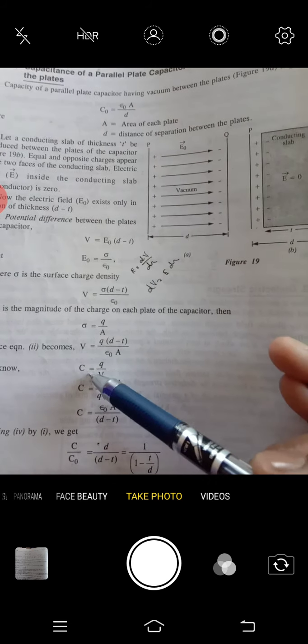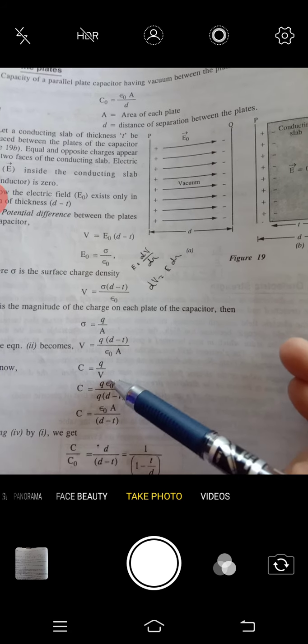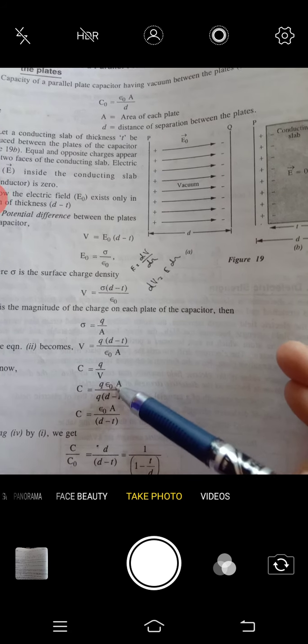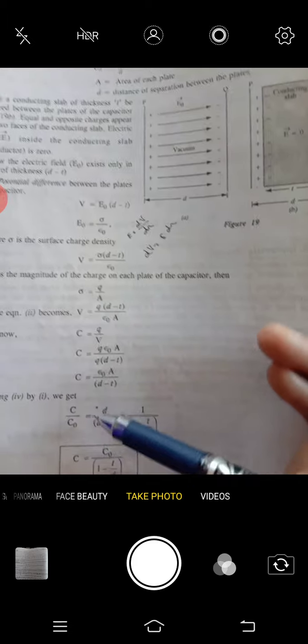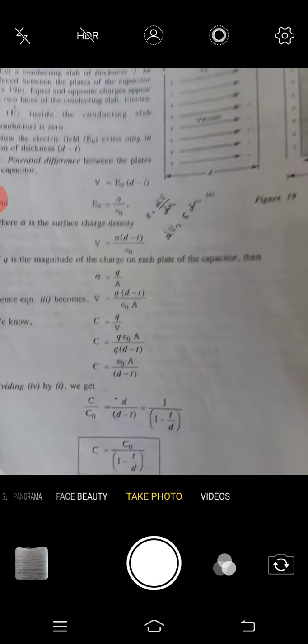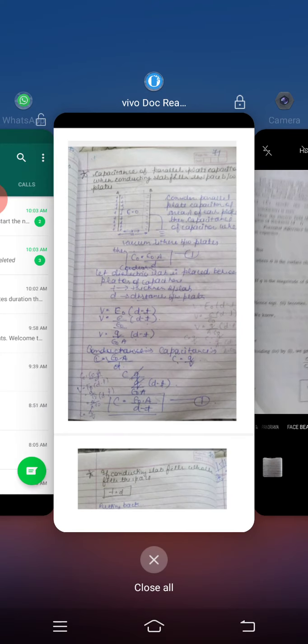Okay, then C will be Q upon V. So put the value of V from above. Okay, and then you can solve it when T is equal to D, and you will get at last your desired result, that if T is equal to D, then C is equal to epsilon naught A upon 0, C is equal to infinity. So see the interesting result, that capacitance will become infinite if conducting slab is placed between the plates of the capacitor.